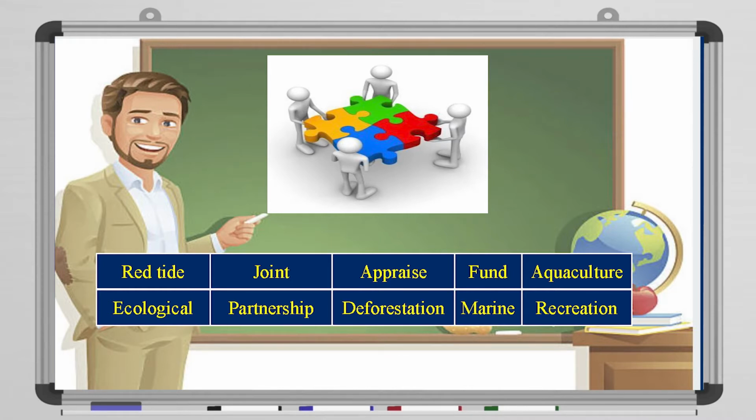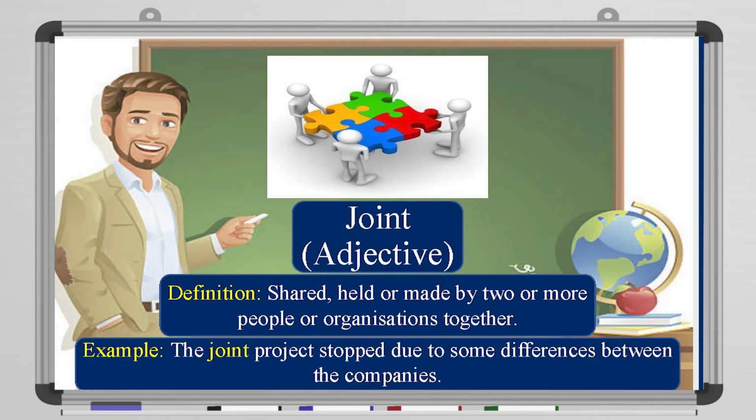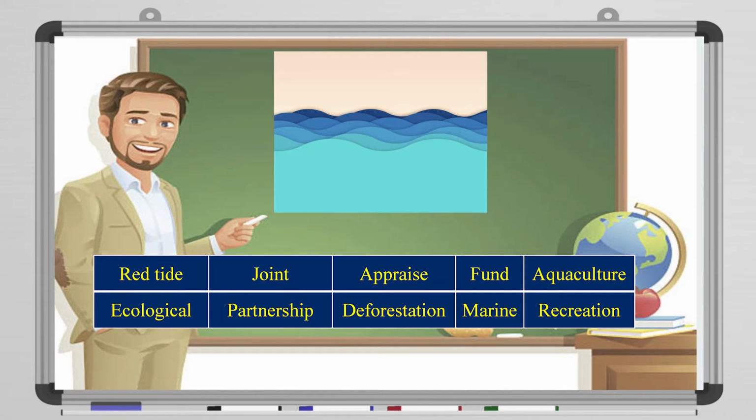So we have 4 people and they are coming together. What is this called? When you come together, you are having a... Excellent, very good. It's a joint. So joint is an adjective, and it means to come closer together, or to join together. So the definition is it's shared, held, or made by 2 or more people or organizations. So for example, the joint project stopped due to some differences between the companies. So there are 2 companies, and they were joined together, and they had a joint project. But it had to stop because there were some differences. Did you get that one? Let's look at the other picture. So waves.